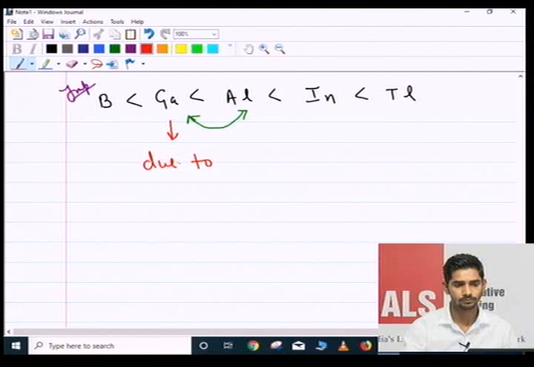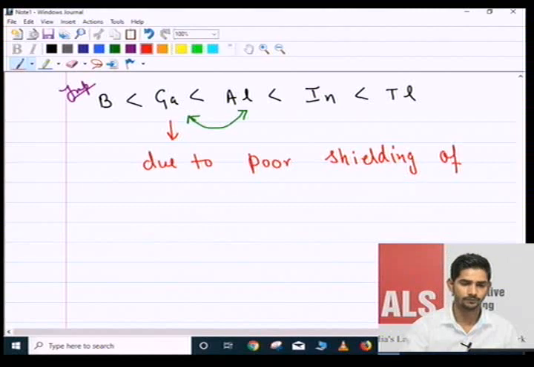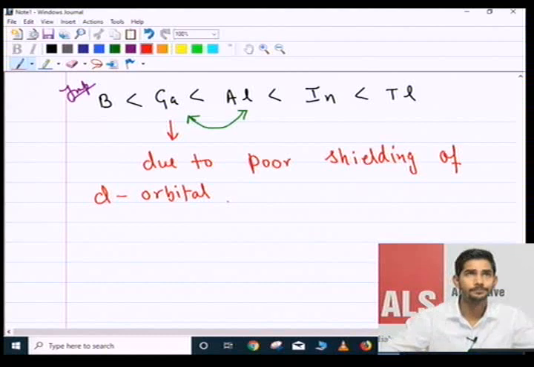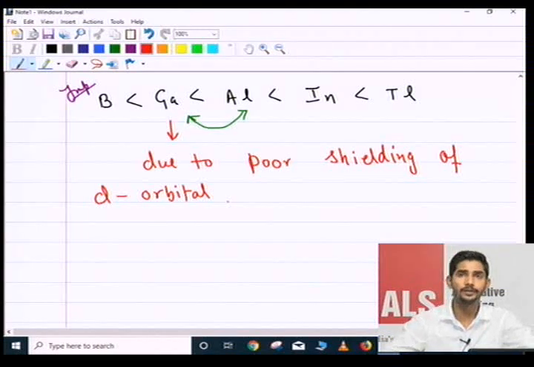Due to lanthanoid contraction, you can say, or you can say due to poor shielding of d orbital. Okay, this is the reason for the gallium, that due to the poor shielding of the d orbital.